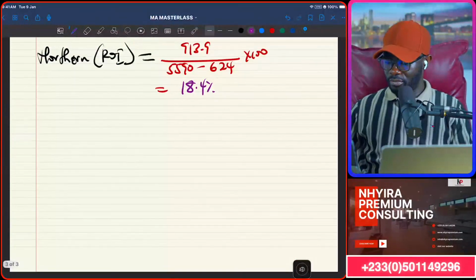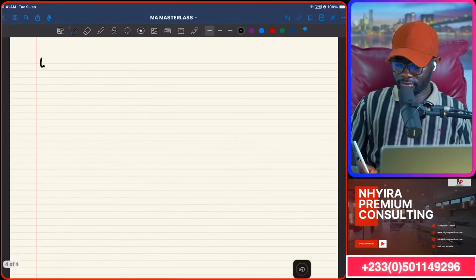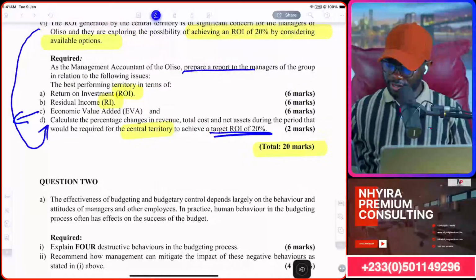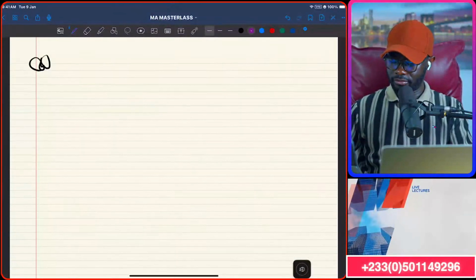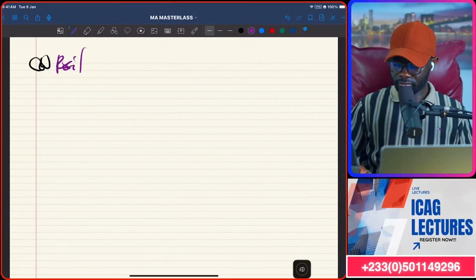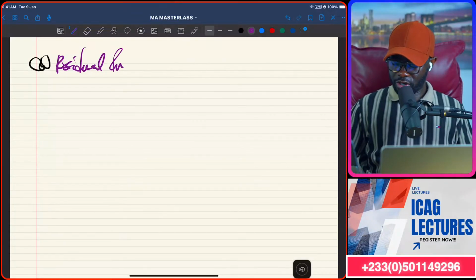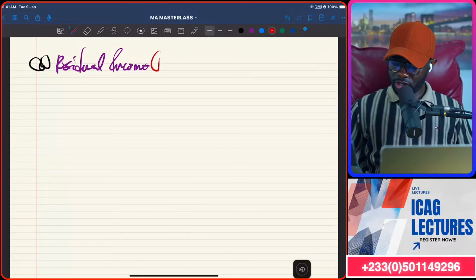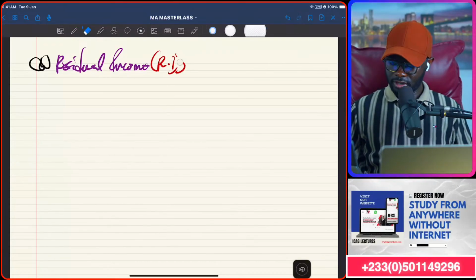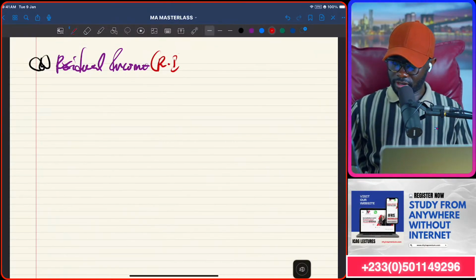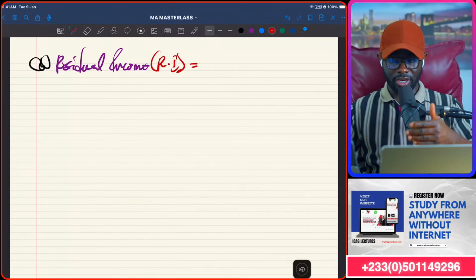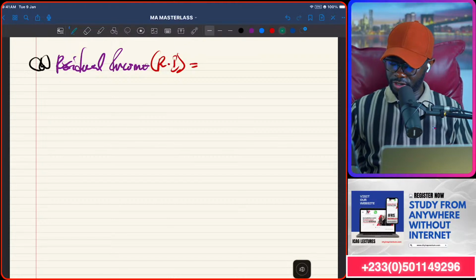So let's go to the B part of the question. In B, we are using residual income. So residual income, which is RI, is going to be still our operating profit minus the notional interest.